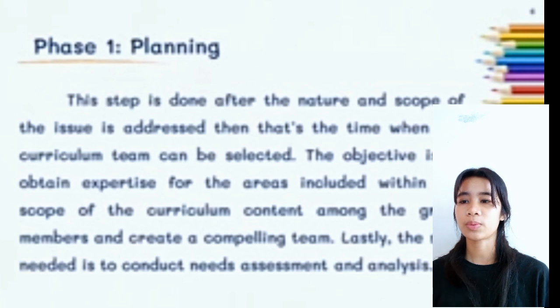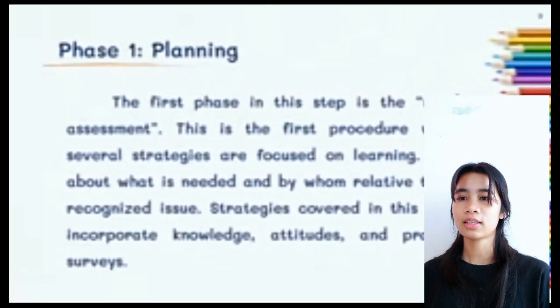The objective is to obtain expertise for the areas included within the scope of the curriculum content among the group members and create a compelling team. Lastly, the step needed is to conduct needs assessment and analysis. The first phase in this step is the needs assessment. This is the first procedure where several strategies are focused on learning. It is about what is needed and by whom, relative to the organization. Strategies covered in this stage incorporate knowledge, attitude, and practice surveys.